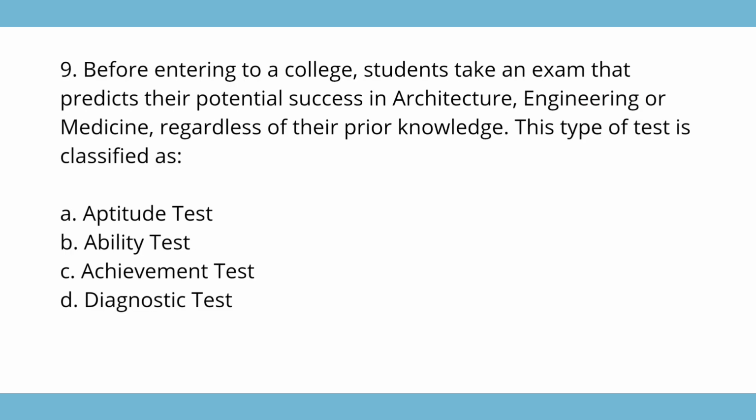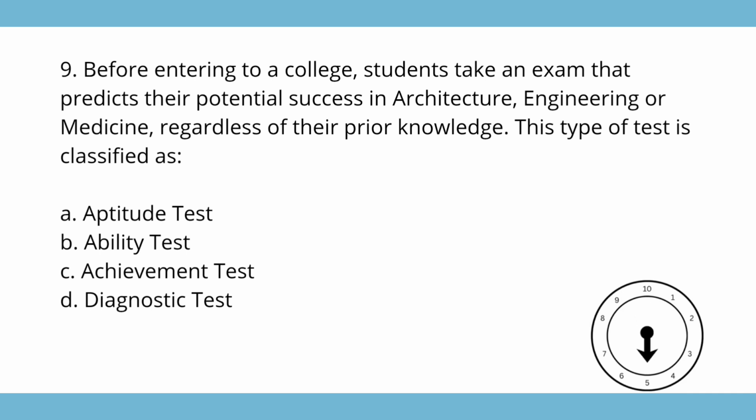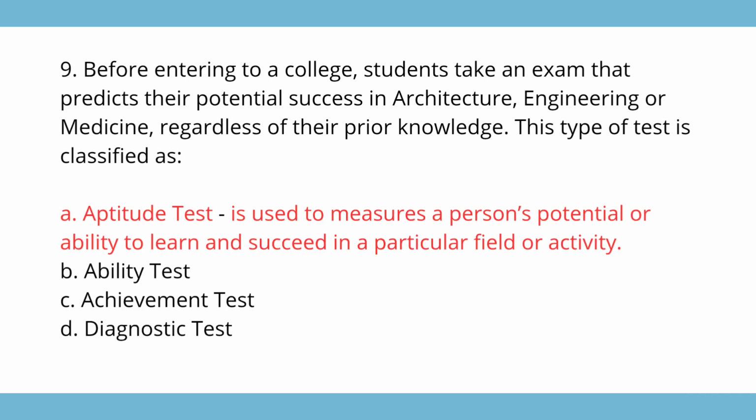Number 9. Before entering college, students take an exam that predicts potential success in architecture, engineering or medicine, regardless of their prior knowledge. This type of test is classified as Letter A. Aptitude test. B. Ability test. C. Achievement test. D. Diagnostic test. Aptitude test is the right answer. It is used to measure a person's potential or ability to learn and succeed in a particular field or activity.